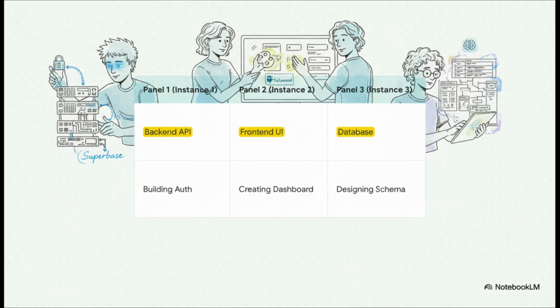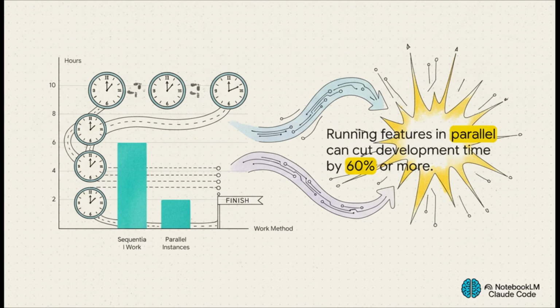So you could have one instance over here building your backend authentication with Supabase, while a second instance is working on the front-end dashboard using Tailwind, and the third one is designing the database schema. You've got 3 Claudes all working in parallel. It's amazing. And the impact on your time is just massive.